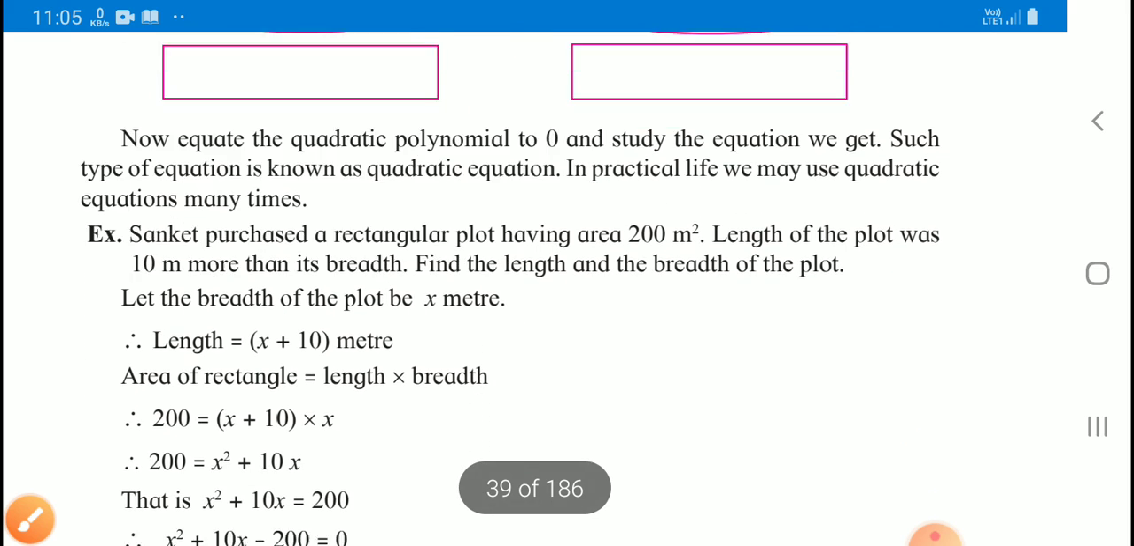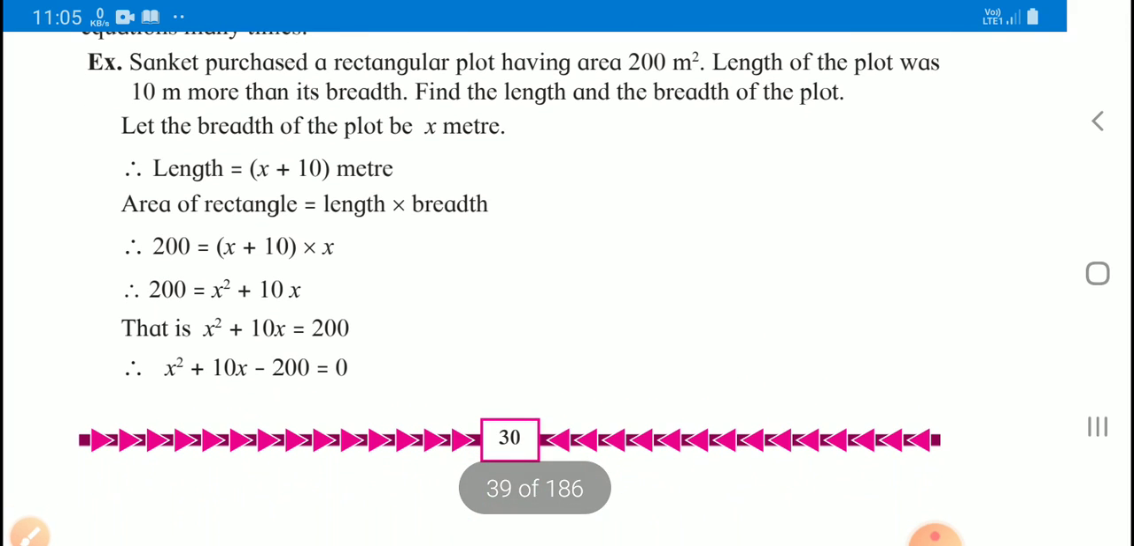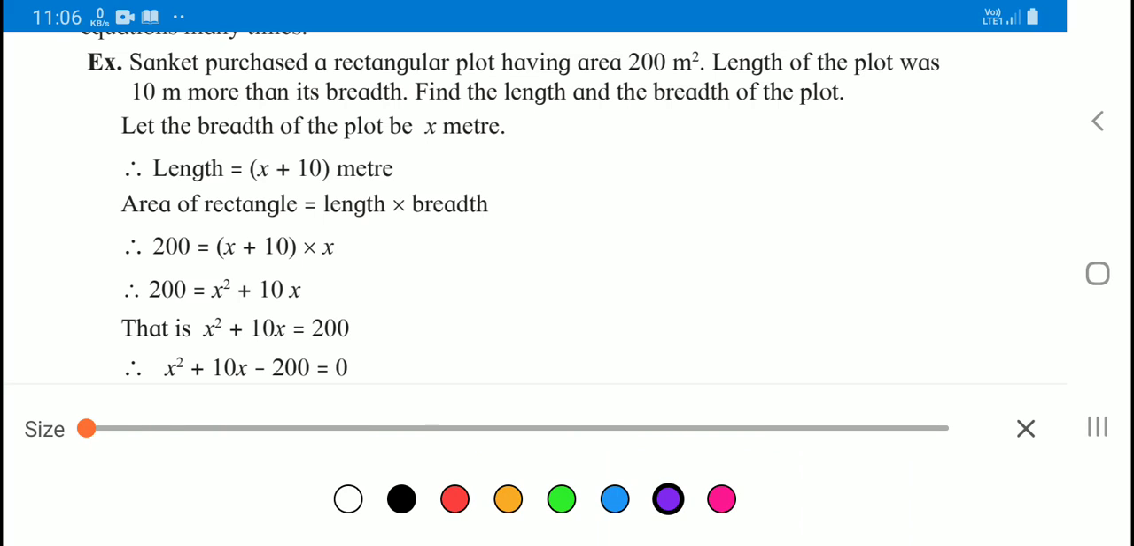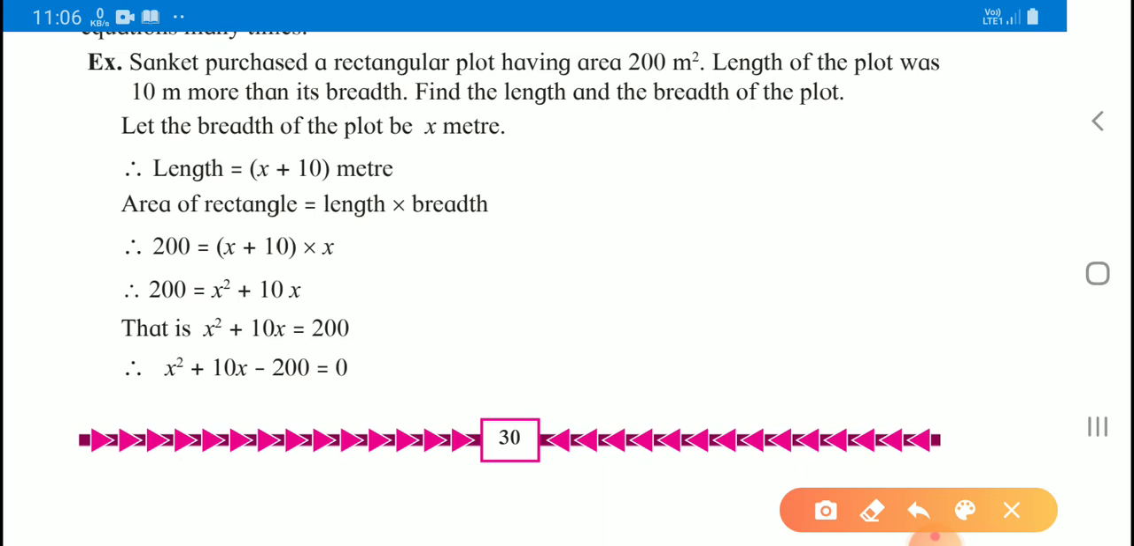Sanket purchased a rectangular plot having area 200 meter square. The length of the plot was 10 meter more than its breadth. Find the length and breadth of the plot. For that, first we have to make the equation and we have to solve this example. Now look here, what do they give? We have to find the length and breadth of the plot.